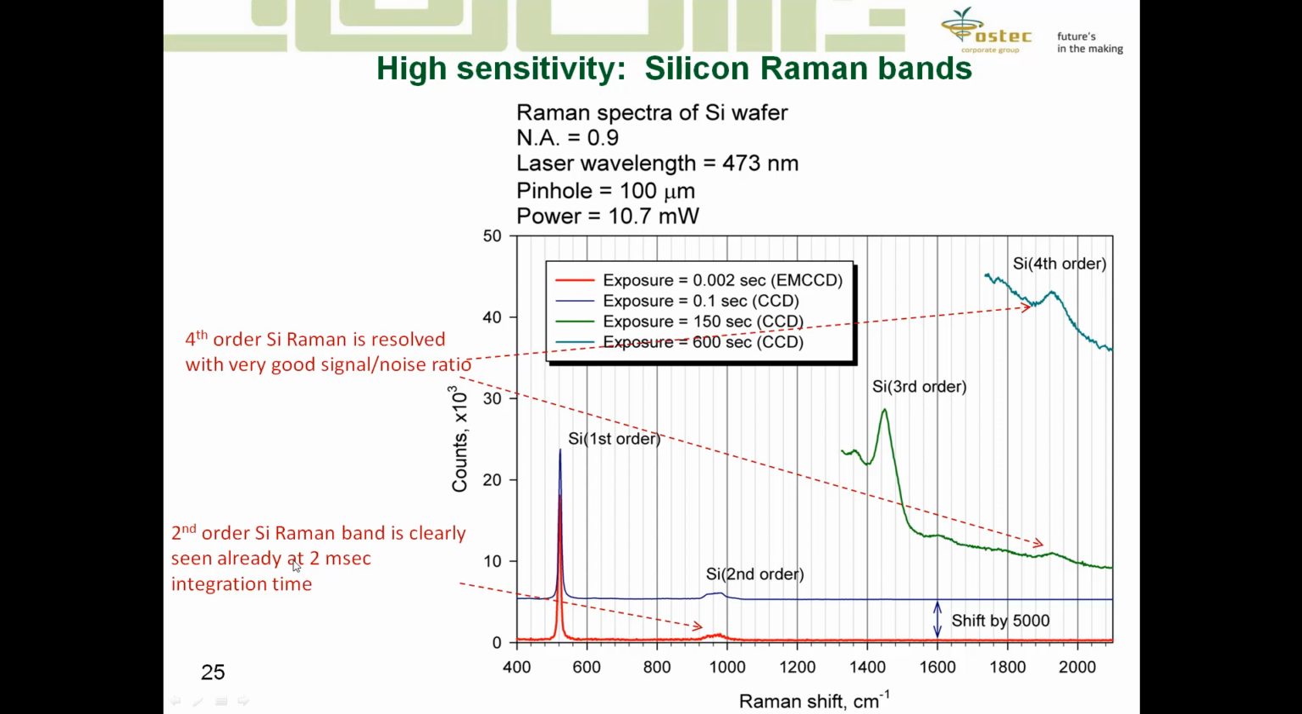And with the same CCD camera, when we switch to EMCCD mode, it can give a Raman spectrum with a reasonable signal to noise ratio in just about 2 milliseconds, and this integration time is enough for acquisition of a single point spectrum for mapping, and therefore this camera is quite good for high speed mapping.